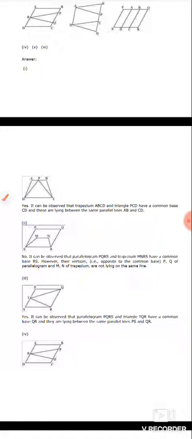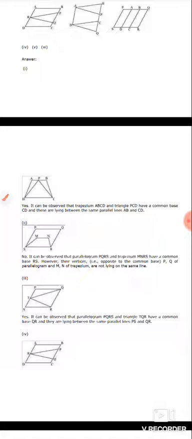Then come to the second figure. The second figure has two parallelograms, PQRS and MNSR. PQRS and MNSR both have the same base, but they do not have the same parallel sets. So here the answer will be no. It can be observed that parallelogram PQRS and trapezium MNRS have a common base RS. However, their opposite sides, PQ of the parallelogram and MN of the trapezium, are not lying on the same line, so they are not between the same sets of parallel lines.